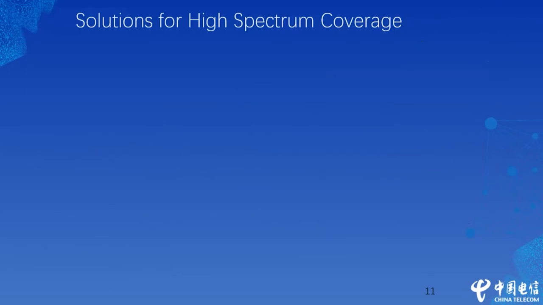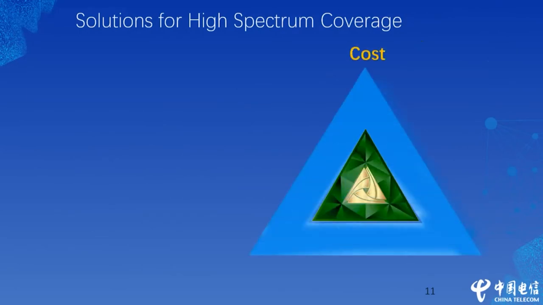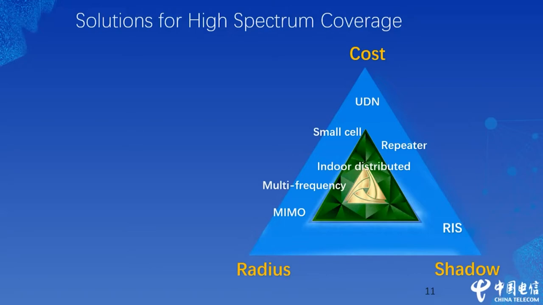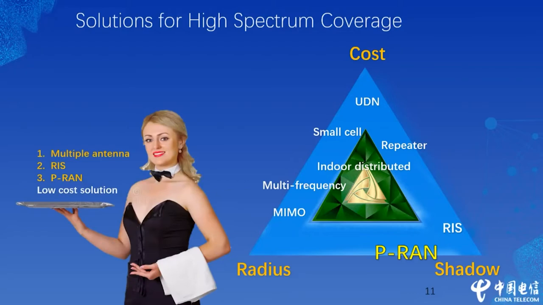If we rank all current coverage solutions according to the cost, coverage radius, and shadow mitigation, we see all familiar technologies from UDN to RIS. Now, with the introduction of the distributed PRAN technology, we could add one of the cheapest solutions, improving both radius and shadow coverage. Therefore, multiple antennas, RIS, and PRAN can form a set for a possible low-cost solution for high-frequency coverage.